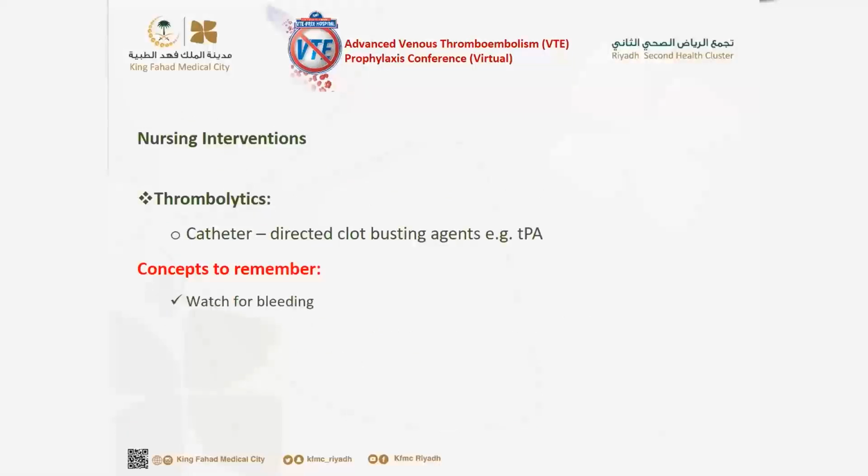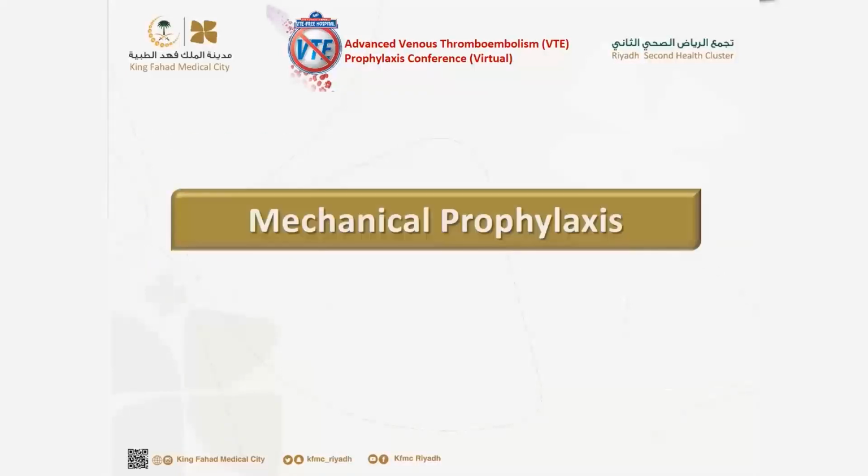Next, we move on to thrombolytics, and this is something that, for example, our acute stroke nurses will see here, where they have thrombolytics, the catheter-directed clot-busting agents like the TPA. And here, the important thing that nurses have to really look out for is the bleeding, because these patients are at very high risk of bleeding.